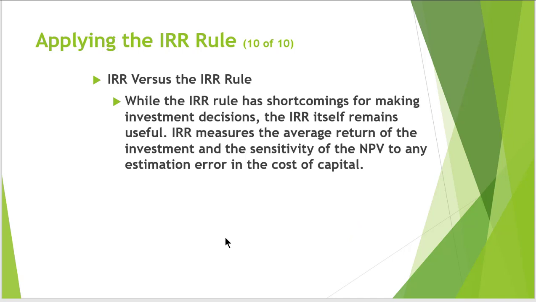So while the internal rate of return rule does have shortcomings, if we remember these three instances and we look for them, then the internal rate of return is still going to be useful. It measures the average return on the investment and the sensitivity of the net present value to any kinds of errors that we may have in cost of capital.